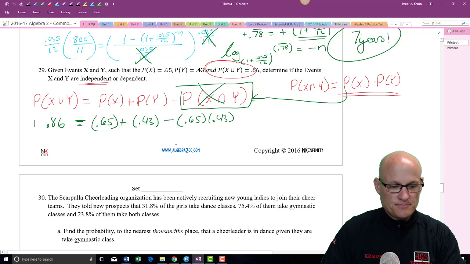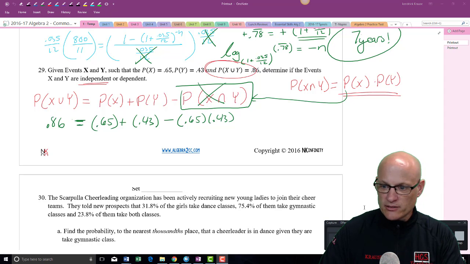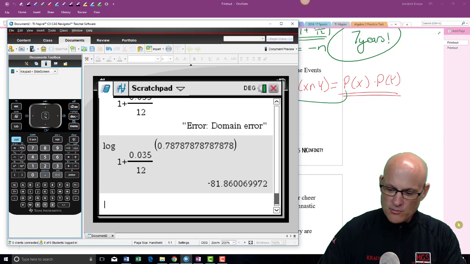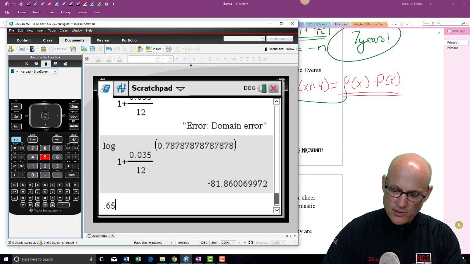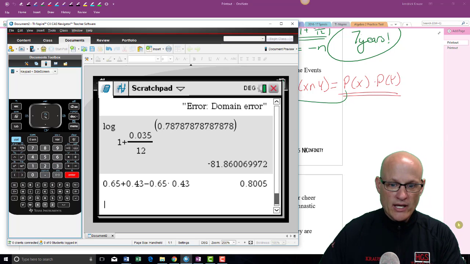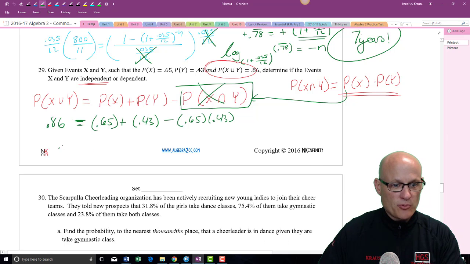So, come over to my calculator. 0.65 plus 0.43 minus 0.65 times 0.43. 0.8005. So does 0.86 equal 0.8005? No. So they are dependent.